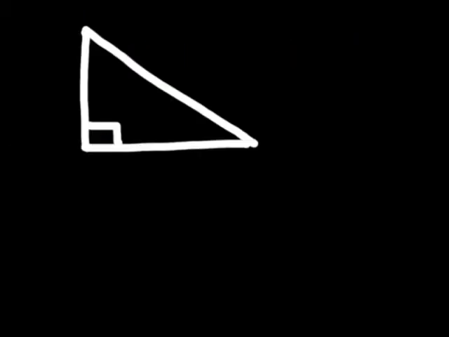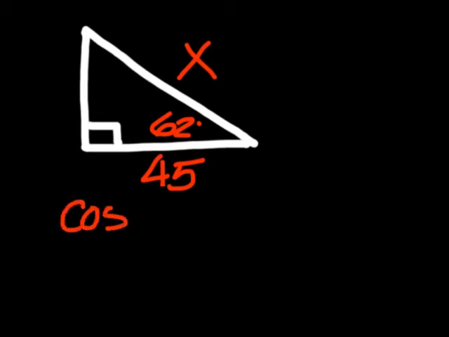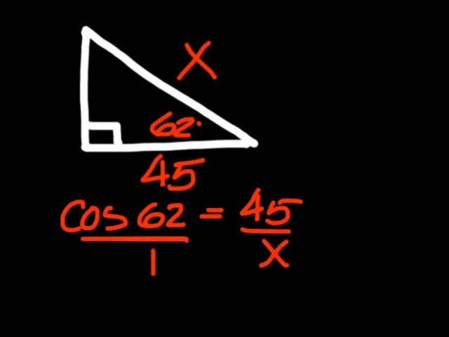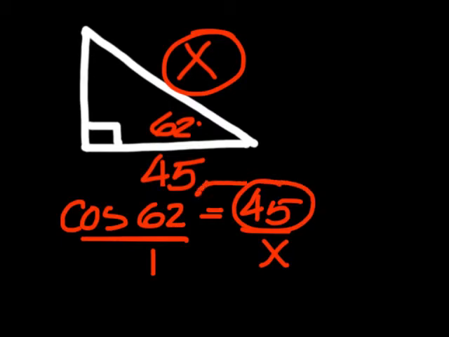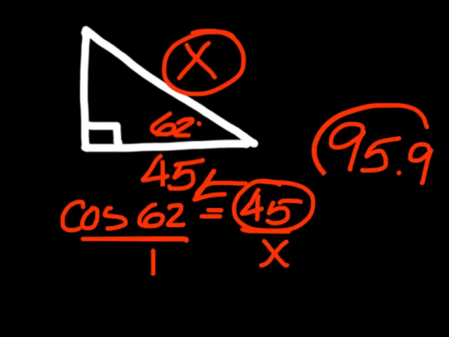Practice problem number 4. In this case, we have 62 degrees. We know 45, but we don't know x. Find x and round to the tenth place. The solution here is cosine 62 equals 45 over x, and whenever your hypotenuse is missing, that's when you're going to have to divide. In this case, 45 by cosine 62. When you do that, you get an answer of 95.9.